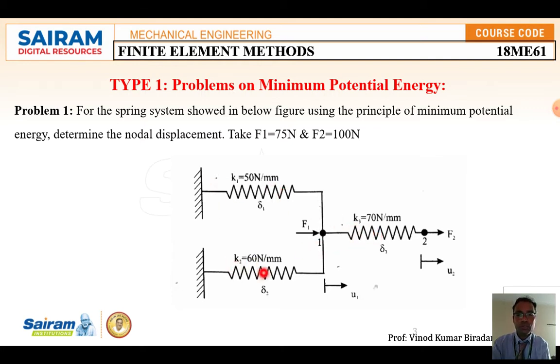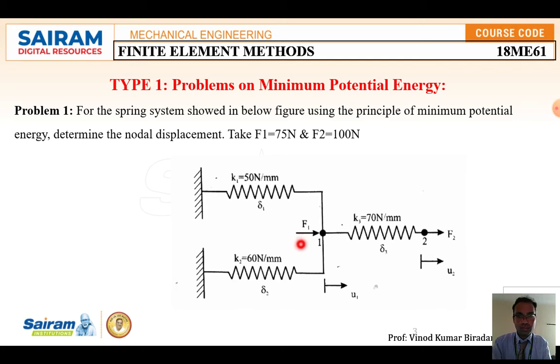You need to calculate the unknown displacements; they are asking to determine the nodal displacements. How many displacements are there? u1 and u2. Before solving this problem, let me understand the deflections: what delta 1 is equal to, what delta 2 is equal to, and what delta 3 is equal to. Here the force F1 is given.